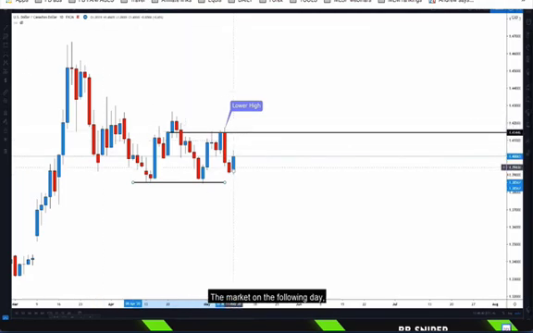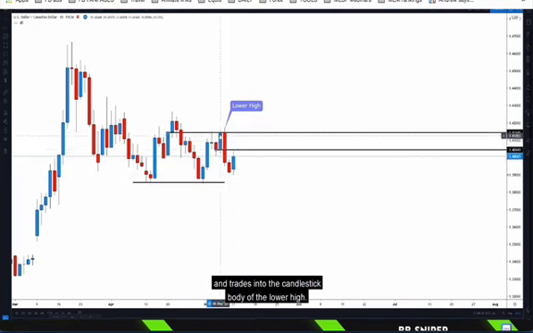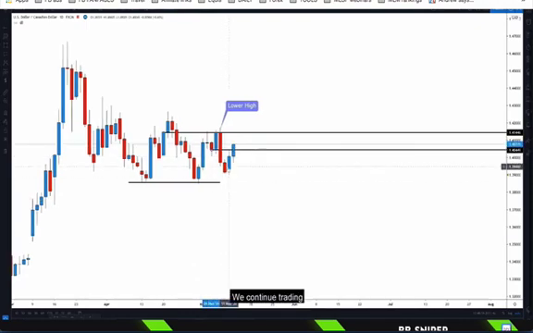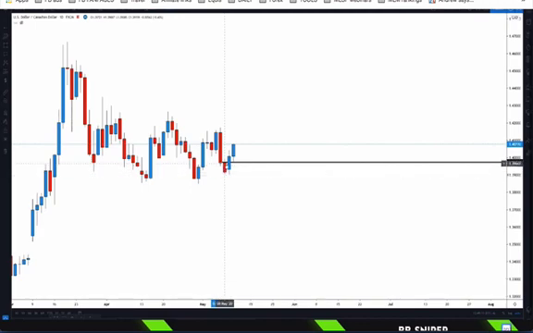The market on the following day, new week, comes up and trades into the candlestick body of the lower high. We continue trading because it was an engulfing candle. Notice what the market did. We again return to the body of a previous structure level utilizing the higher time frame chart.